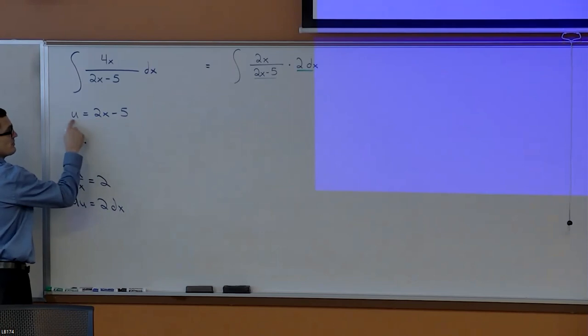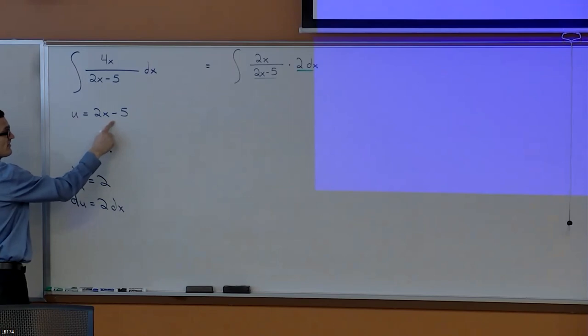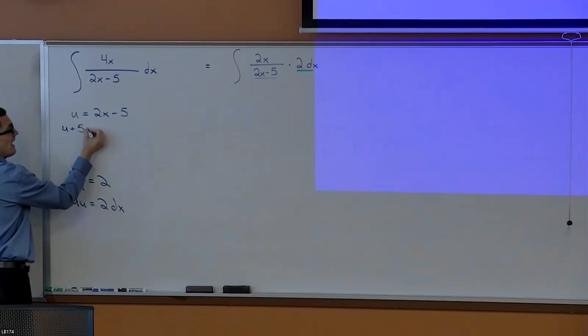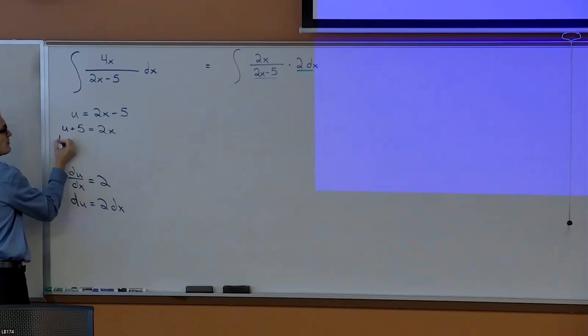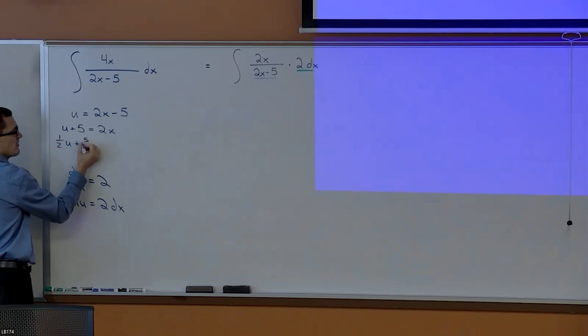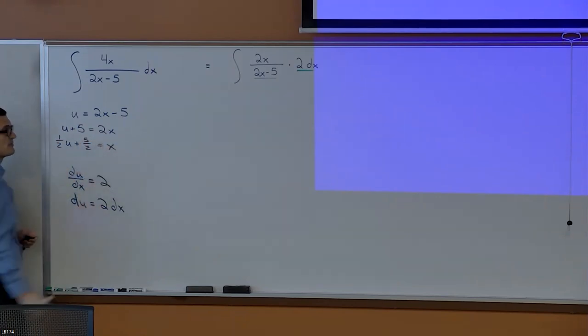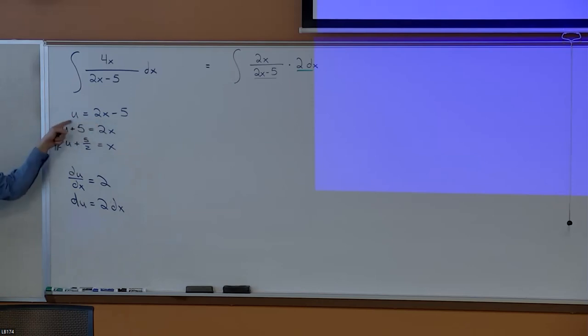Because I did a u equals a linear function with respect to x, what I could do is I could say, well, that x can be replaced with a 1/2 u plus 5/2. See that? So if I can solve for x here, I can also replace every x I see with this.